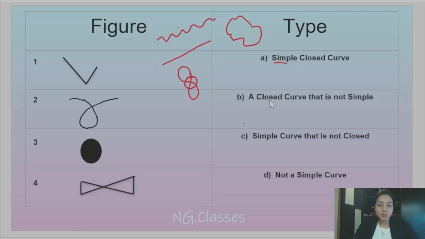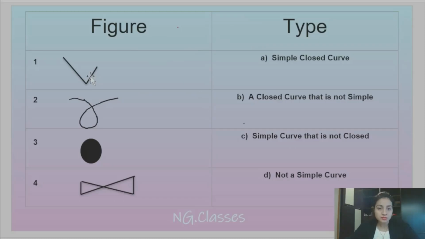Okay. Now what about a closed curve? Any curve whose starting point and end point are the same, such a curve is called a closed curve. So is this one a closed curve or not? Yes, it's a closed curve. See, its starting point and end point are the same. Now what about this 8 kind of figure? Is it a closed curve or not? Yes, its starting point and end point are the same. It's a closed curve, but not simple because it's crossing itself. Got it? Now let's start doing this one.